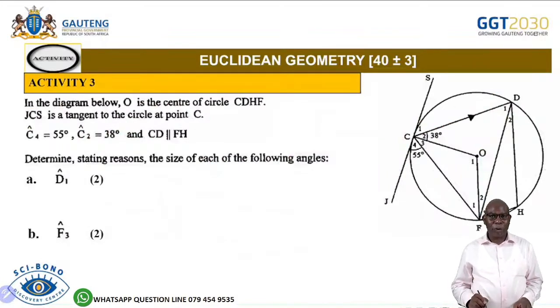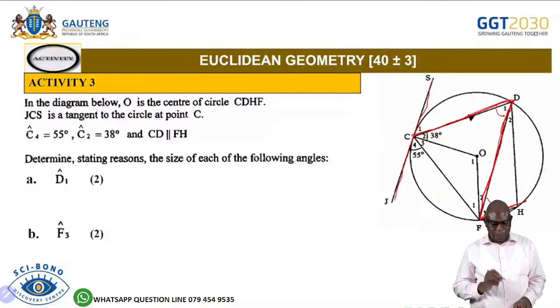Right. Activity number 3. Nice question here also. Immediately, what do I see? I'm seeing a tangent. What else do I see? I'm seeing parallel lines. Already, I know that this angle here will be equal to that angle. Oh, alternating angles.